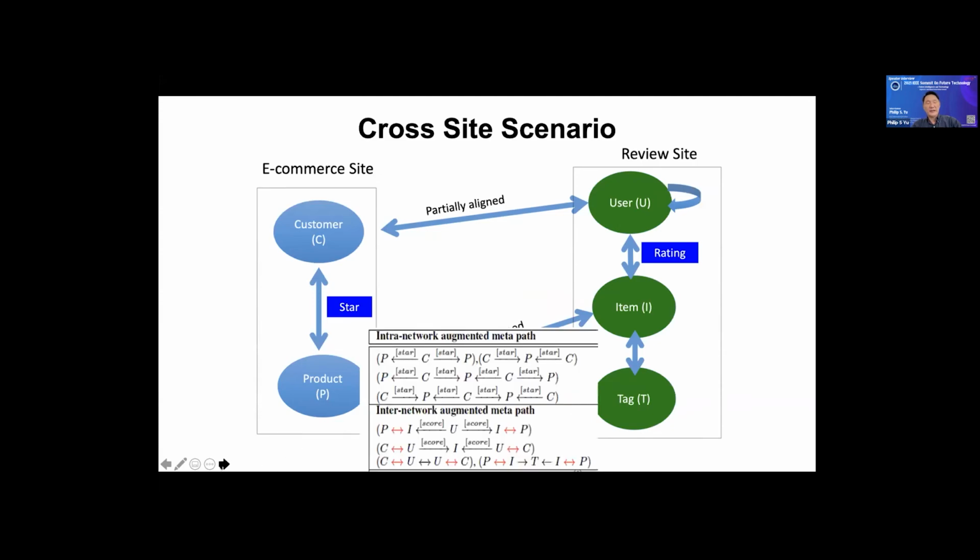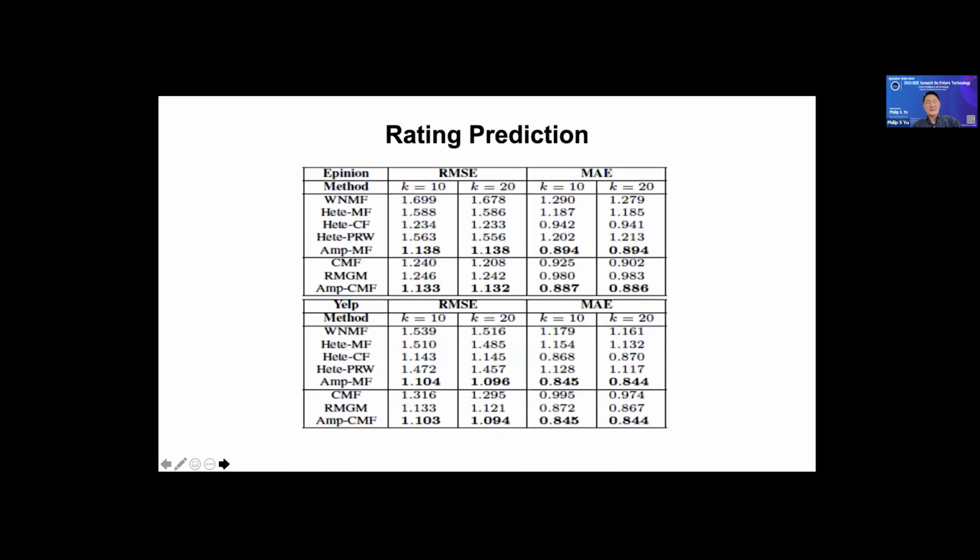For example, in here, we can have a meta path, which says that this customer is mapped to a user in this review site, and this review site has another user who is similar to this person. Then if we map it back here, we can find some other like-minded customer. By doing this, we will be able to improve the accuracy of the prediction.